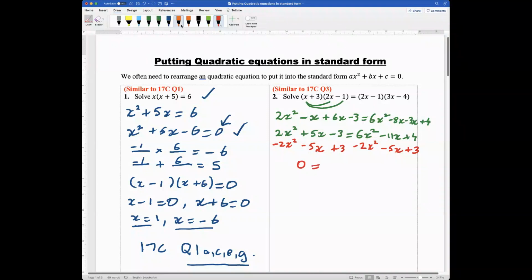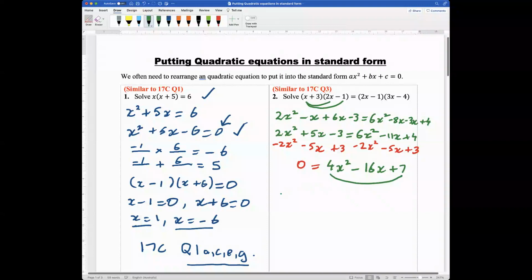Okay, and then 6x squared minus 2x squared is 4x squared. Minus 11x take 5x is negative 16x. And then 4 plus 3 is 7. Okay, that's all equal to 0. So next step is to factorize and solve.